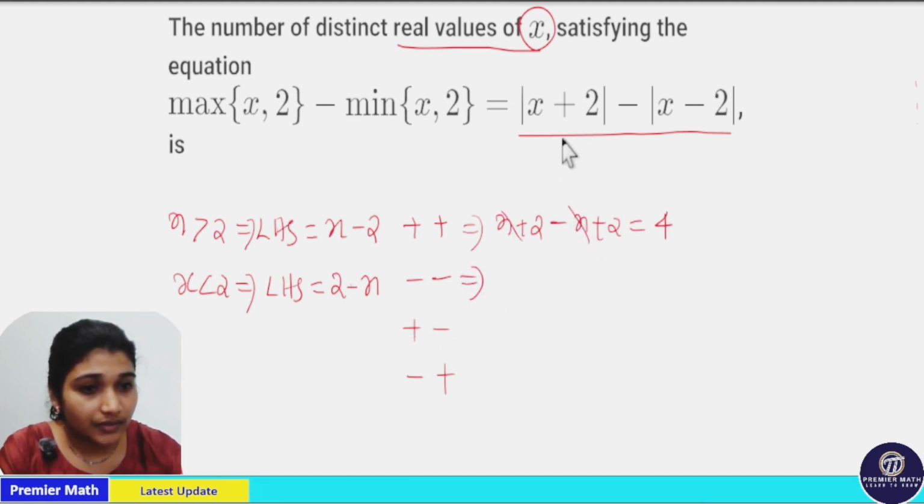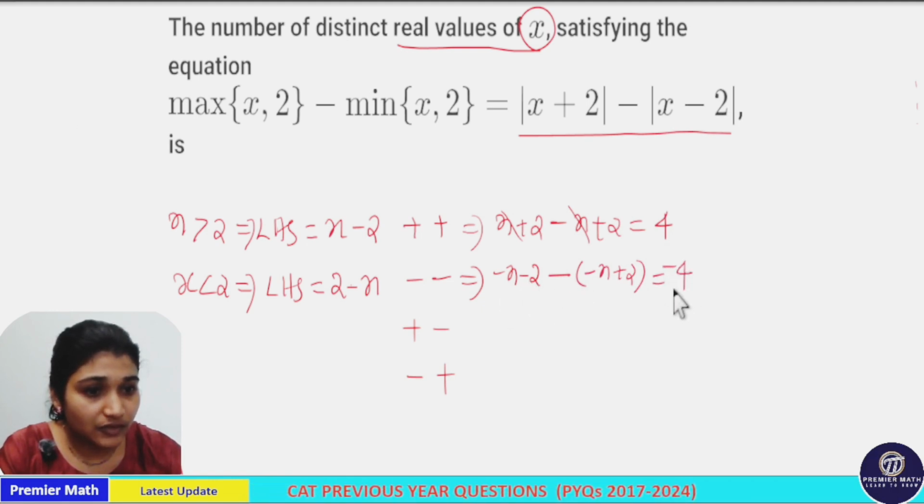And here, if both are negative, then the negative of x plus 2 is negative x minus 2, and the negative of x minus 2 is negative x plus 2. Then x cancels and this becomes minus 4.